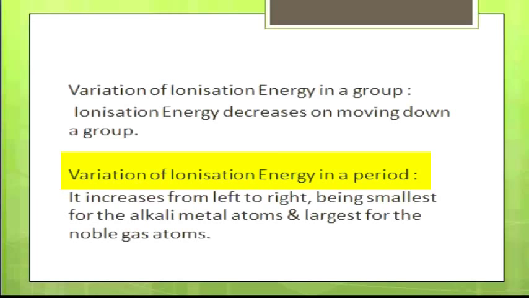Variation of ionization energy in a period. In any period in the periodic table, the ionization energies of elements increase from left to right, being smallest for the alkali metal atoms and largest for the noble gas atoms. This is due to the combined effect of the increased nuclear charge and decrease of atomic radius with increase in atomic number.